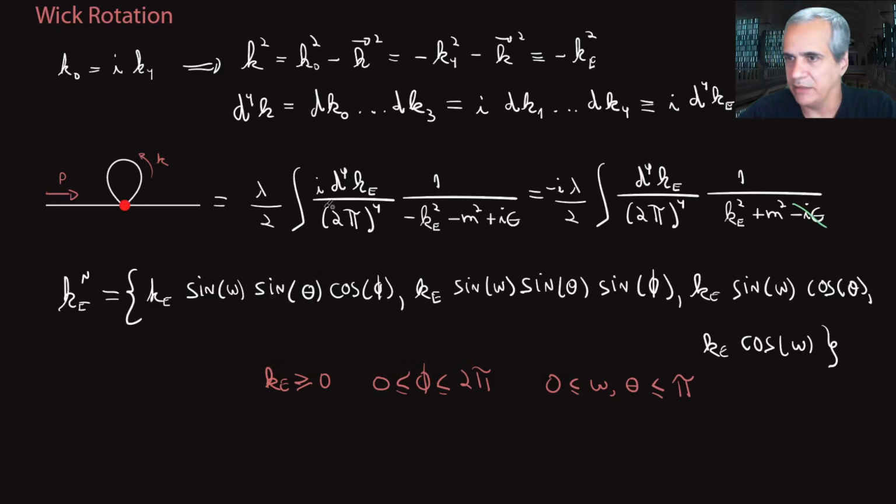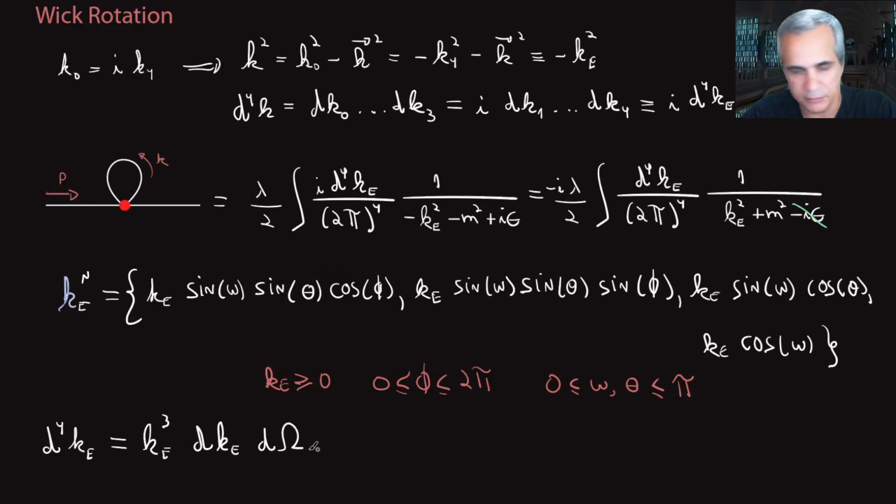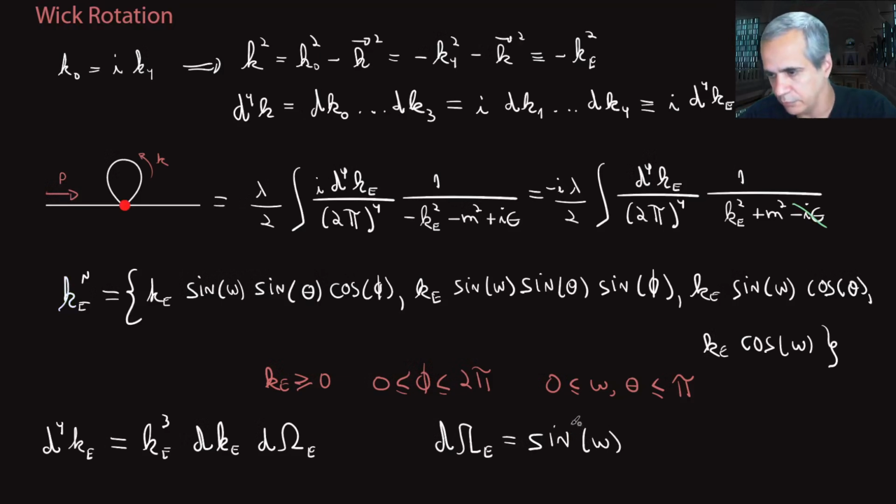And that means I can rewrite the measure of integration. I can rewrite d4k Euclidean as k Euclidean to the cube, because it's a 4-dimensional space, the integral over the modulus of this vector, and the solid angle, the 4D solid angle, which in this case is defined as sine square of omega, sine of theta, d phi, d theta, d omega.